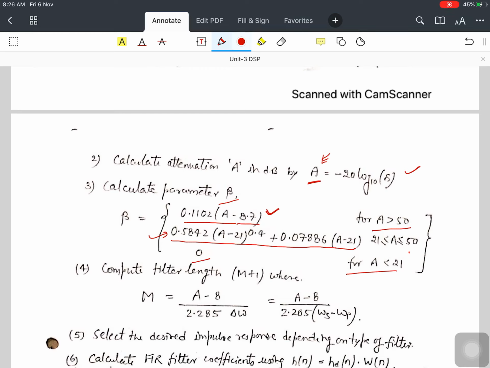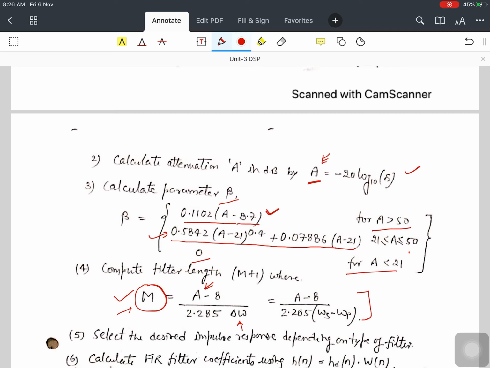Now the remaining thing is M. The filter length is M plus 1, where M equals (A minus 8) upon 2.285 del omega. A we already calculated, and del omega we know is omega s minus omega p. So with the help of this we can easily calculate the value of M. So now you have all the design parameters.